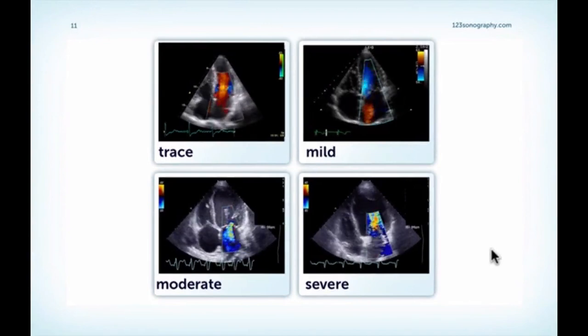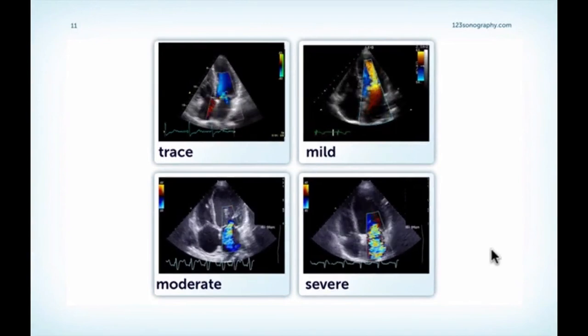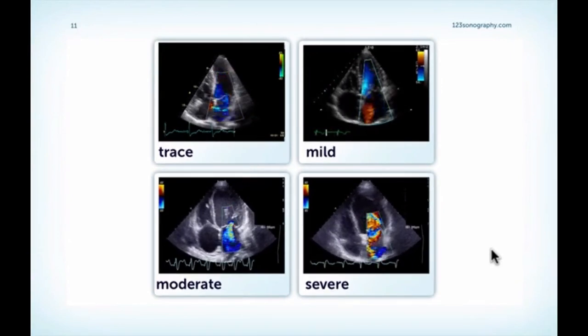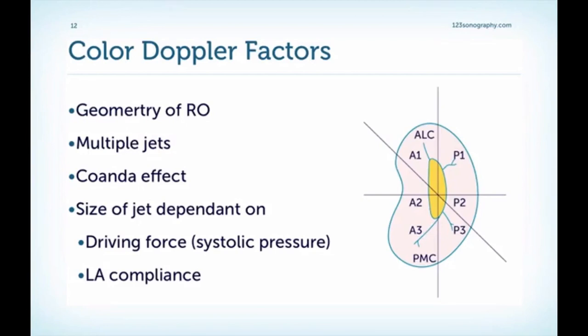Don't forget, you always have to use the assessment in more than one view and practice. Some other things which are important when you assess the jet: the geometry of the regurgitant orifice. Here is the regurgitant orifice in yellow, and obviously it makes a difference if you cut this orifice in this or in this view.